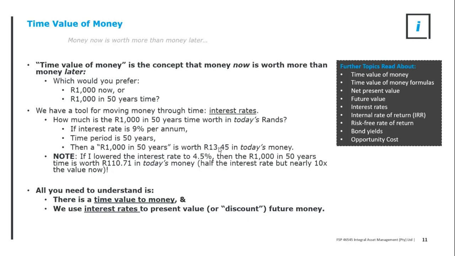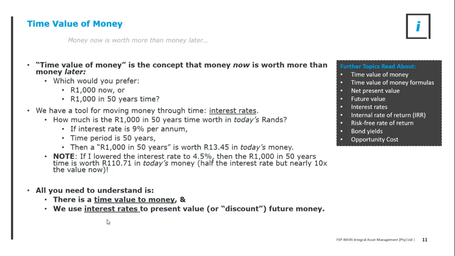In theory, you could take that 13.45 rand, invest it at 9% per annum, and arrive at 1,000 rand on your own in 50 years' time. Now, if I lower the interest rate to 4.5%, that 1,000 rand in 50 years' time jumps to 110.71 rand, i.e., I've halved the interest rate, but in fact, I've increased the present value of that future money 10 times over. This is an interesting concept. We'll come back to it. Do not worry about anything else here. This is a little bit of an esoteric section, but all you need to understand is that there is a time value to money and that we use interest rates to present value future money. In fact, that future money, we discount to the present value.